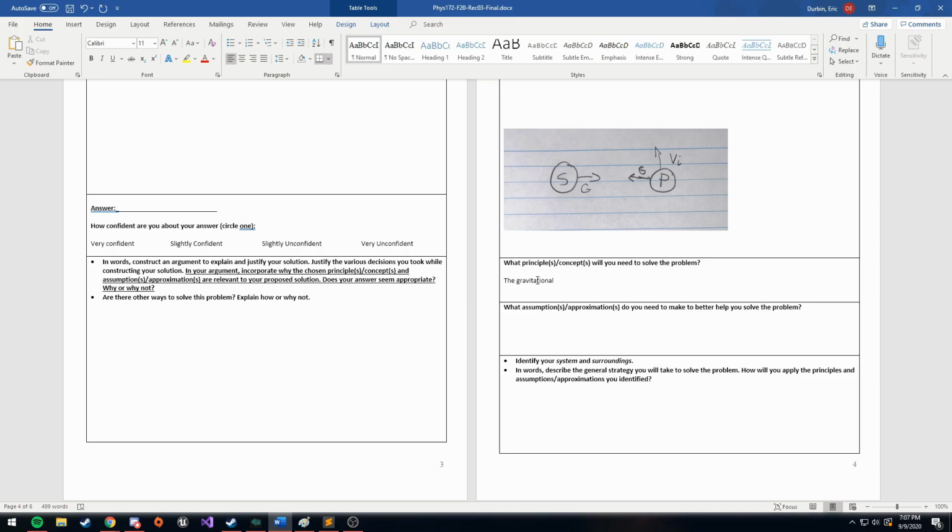For the principles and concepts, we'll need the gravitational equation. Gravitational force.